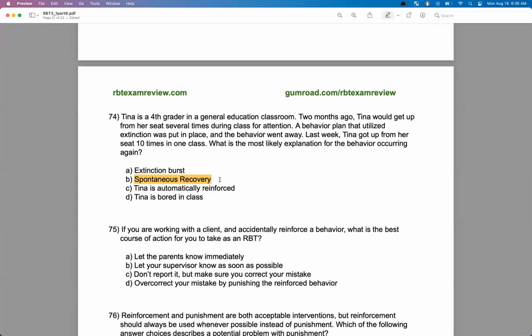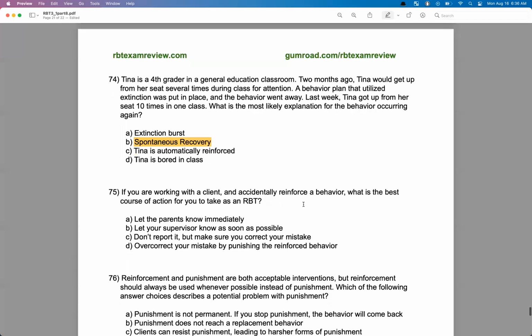Don't panic. Just remember the behavior plan and what you did the first time Tina was getting up out of her seat. Implement it again, and the behavior will go right back down. Spontaneous recovery is predictable. It's common. It's not out of the ordinary.